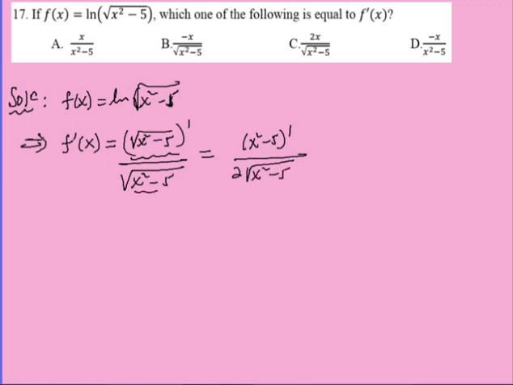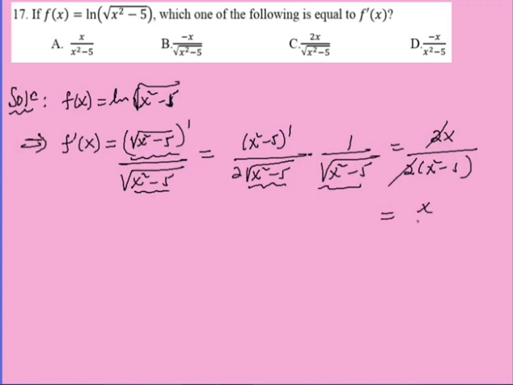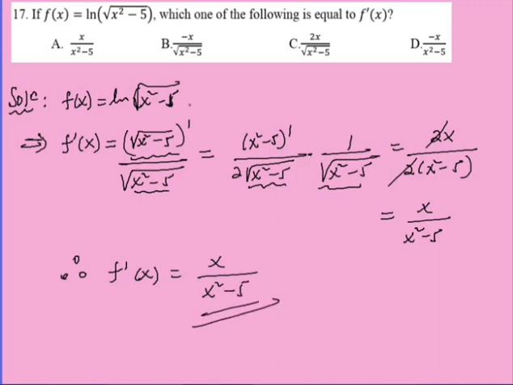We have here this 1 over radical x squared minus 5. So this becomes 2x over, the product of these two is x squared minus 5. So this can be cancelled out. Therefore, the derivative becomes x over x squared minus 5. This number is 5. So our first derivative for this function will be x over x squared minus 5. So our answer will be A.